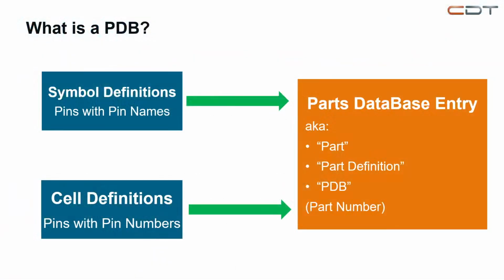PDB is one of three main elements of the central library. It establishes a connection between the symbol definition that contains pins with pin names and the cell definition, which includes pins with pin numbers.